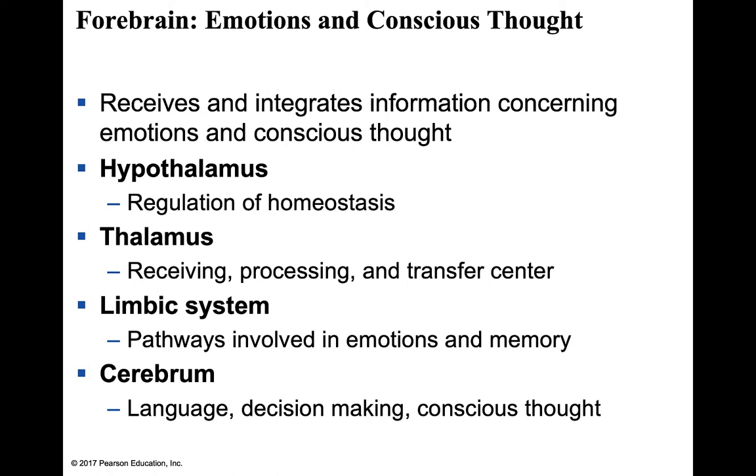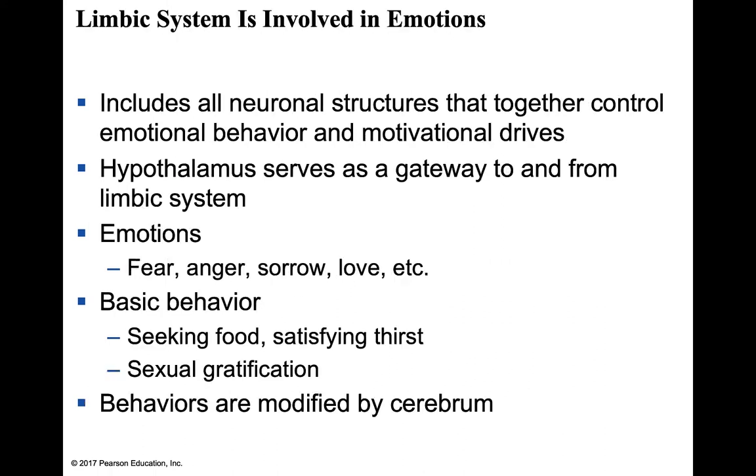I have the limbic system. This is the area that's especially involved with emotions and memory. And then the largest part of the forebrain is the cerebrum. This is the highest level of the brain where language, decision-making, and all of our conscious thought is housed. Now, as noted previously, the limbic system is probably one of the least understood areas of the brain. This is where we see a lot of our emotional behavior and motivational drives housed within the limbic system. Now, the hypothalamus also plays a role here.